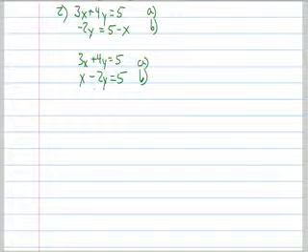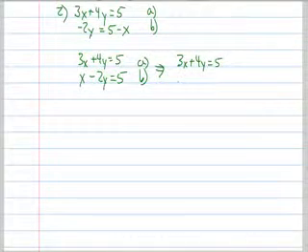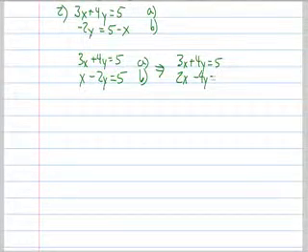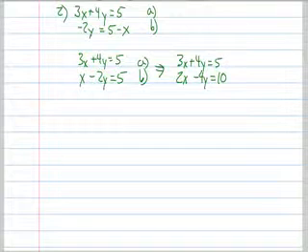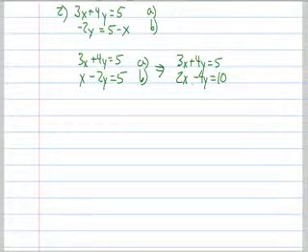Same variable, opposite coefficients. So I'm going to go a little horizontal here. 3x plus 4y is equal to 5. And if I multiply that second equation by 2, I will get 2x minus 4y equals 10. Now, the process of elimination says that now that I have these opposite coefficients, what I'm going to do is add these two equations. And this works on the principle that equals added to equals are equals.